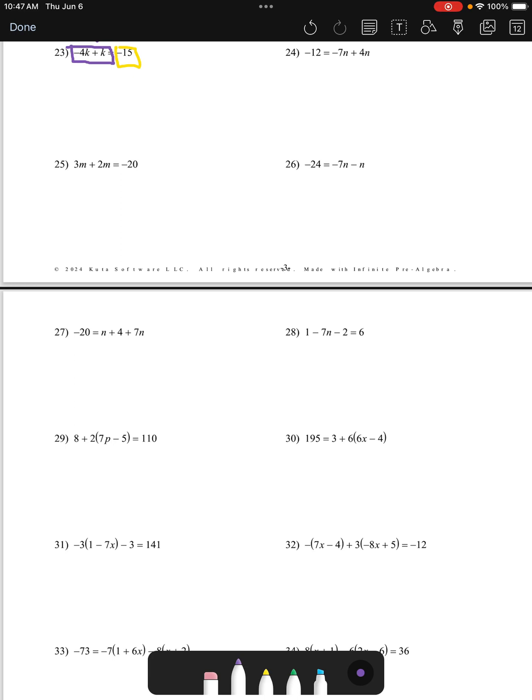In the purple box, I hope you realize that negative 4k plus k can be simplified. They are like terms, we can combine them. That's something we did a little earlier in the previous section. So what is negative 4k plus 1k? It's negative 3k. And that is equal to that negative 15.